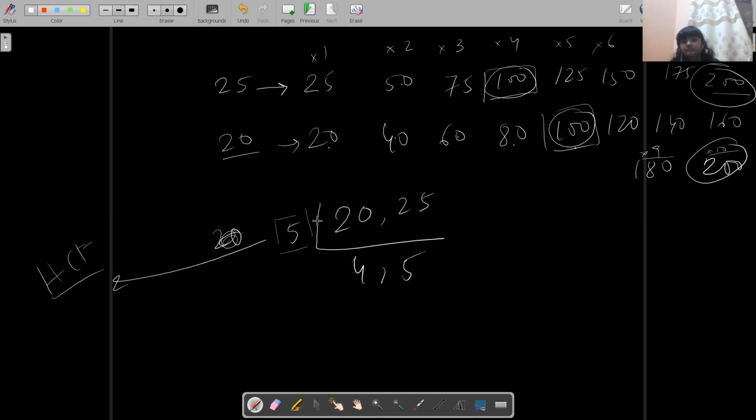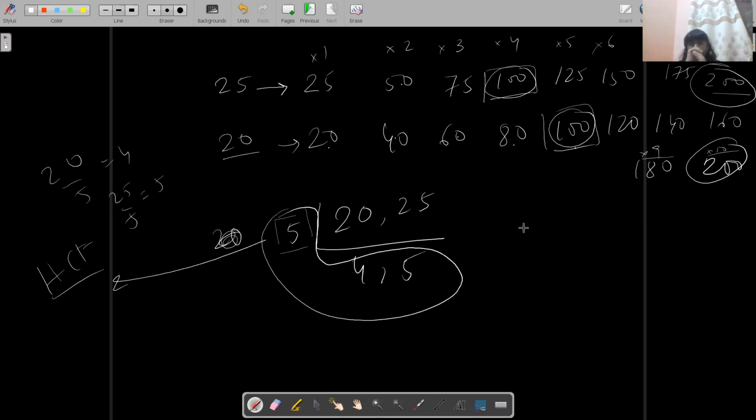See, HCF is 5. Why? Because 20 by 5 is 4, and 25 by 5 is 5. So HCF is 5, actually. But what is LCM? LCM would be this total number. So 5 into 4 into 5. If you multiply it, it would be 100. 5 4s are 20, 20 5s are 100. See, it's coming 100.